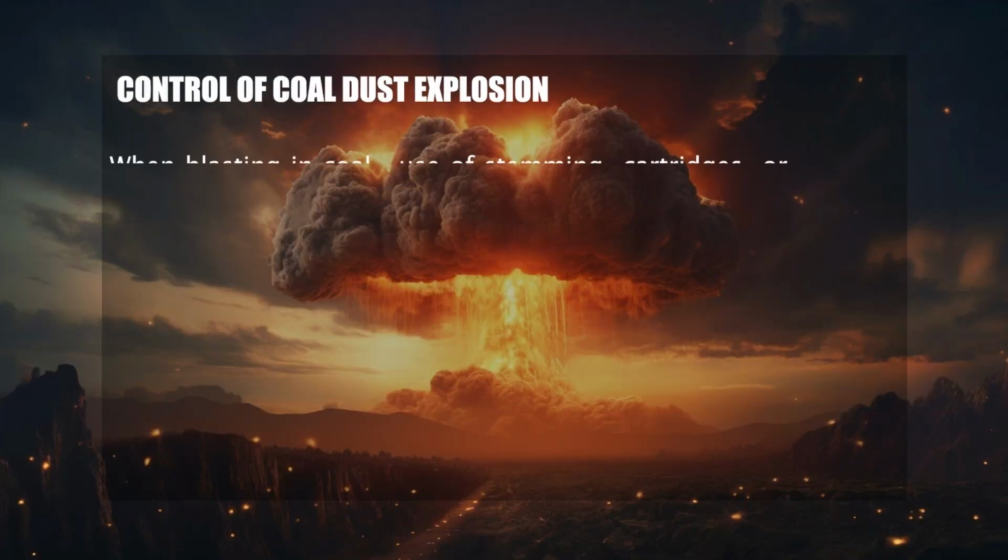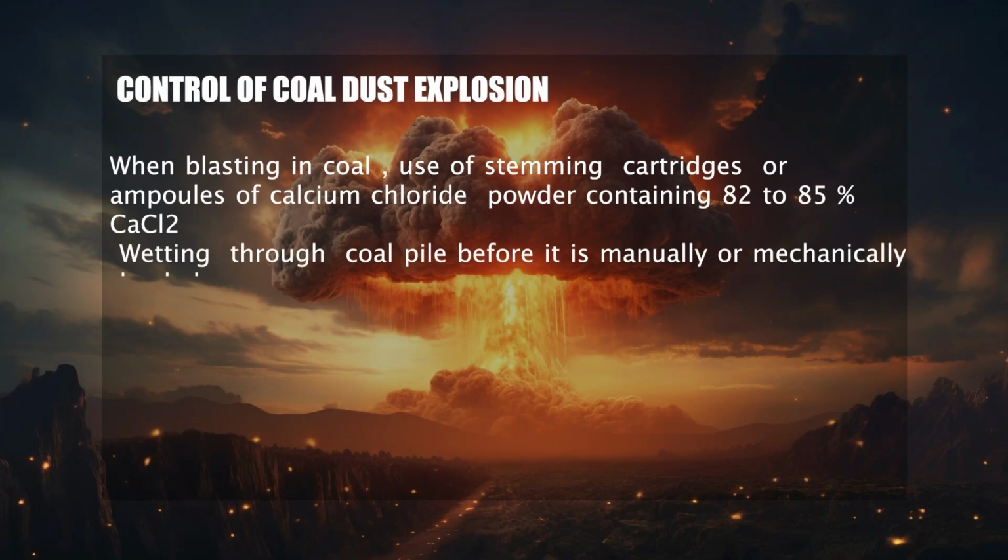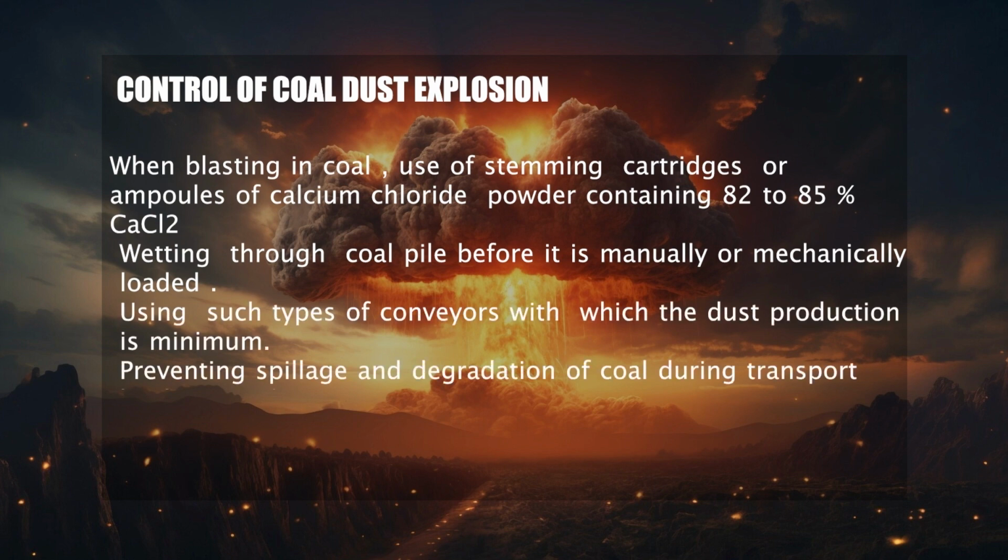When blasting in coal, use of a steaming cartridge or ampoules of calcium chloride powder containing 80–85% of calcium chloride, wetting through the coal pile before it is manually or mechanically loaded, using such type of conveyor for which the dust production is minimum, preventing spillage and degradation of coal during transport through haulage roads.